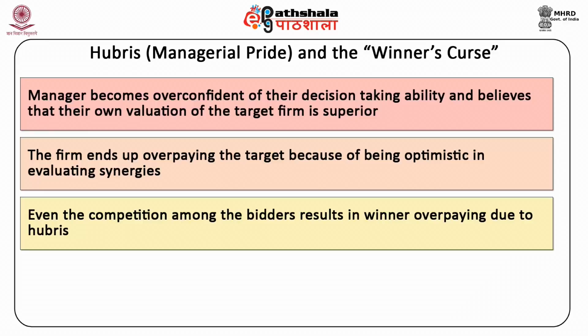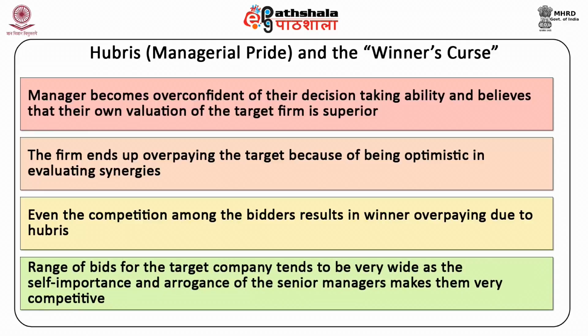During the bidding, the range of bids for the target company tends to be very wide, as the self-importance and arrogance of the senior managers make them very competitive. Just to satisfy their desire of not losing the bid, the target company receives a purchase price which is much in excess of the actual economic value. The winner pays more than the company is worth and regrets it later. Hence, it is known as the winner's curse.